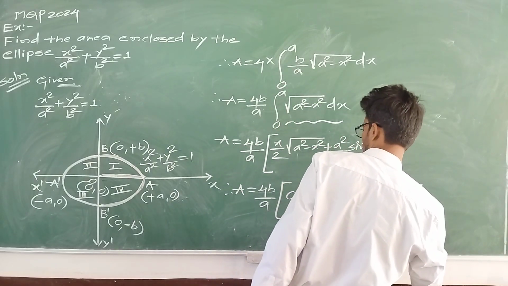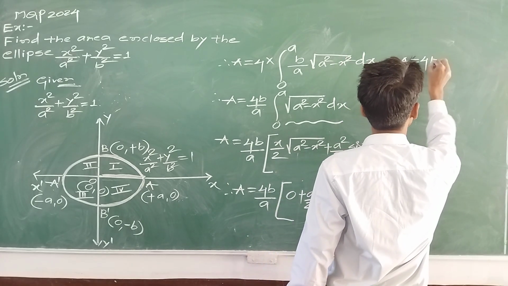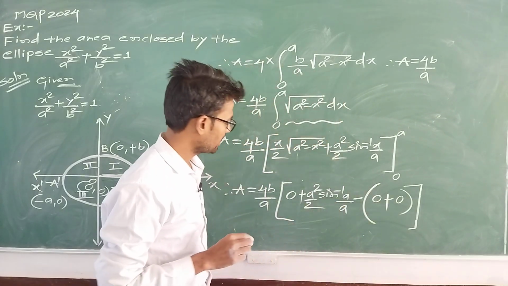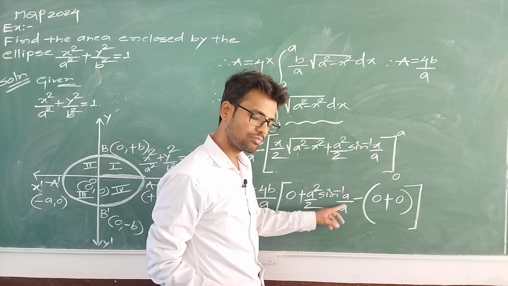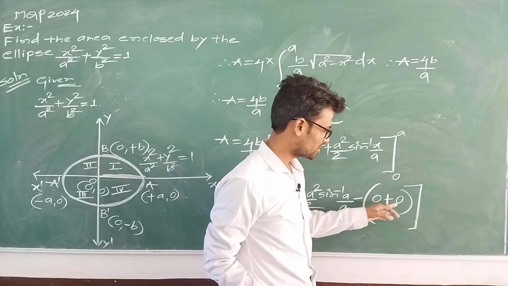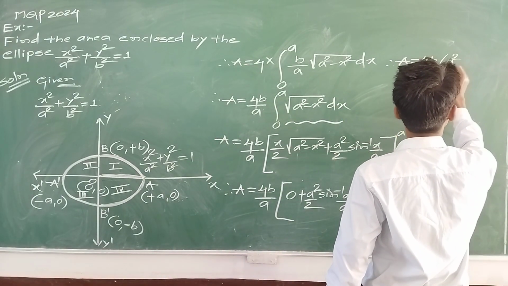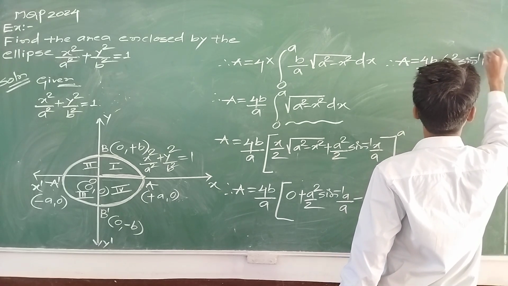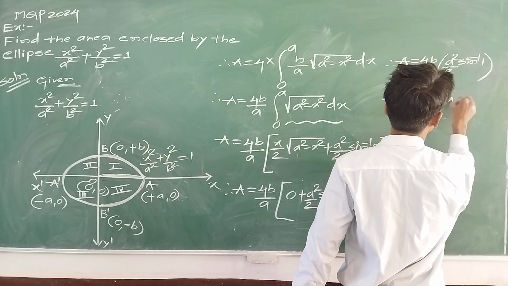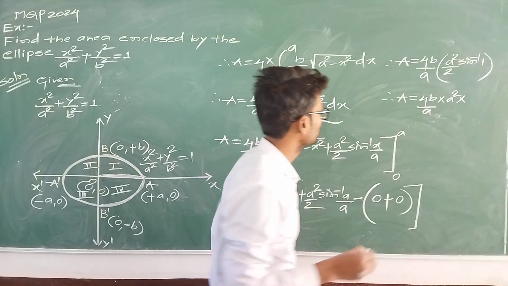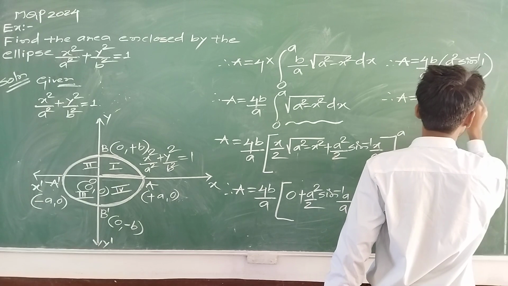Therefore, I'll write A is equal to 4b divided by a, times 0 plus a square by 2 sin inverse of a by a, which means sin inverse of 1. The a's get cancelled. It is sin inverse 1 minus 0, plus 0 means this term will go. So I'll write inside a bracket a square by 2 into sin inverse of 1. Sin inverse of 1 is pi by 2.